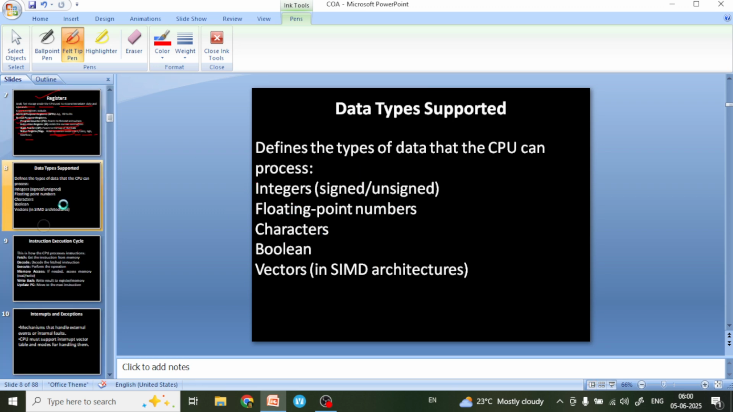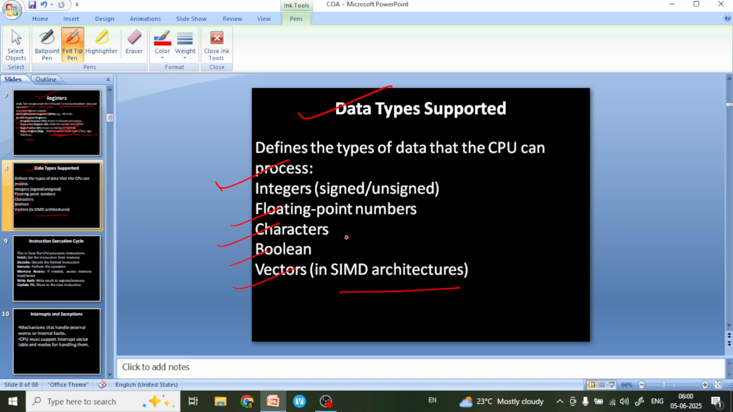Now next is data types supported. It defines the types of data which the CPU can process, like integers, floating point numbers, characters, booleans, and vectors in SIMD architectures. In integer we can take only numbers without decimals. In floating point we can take decimal numbers.